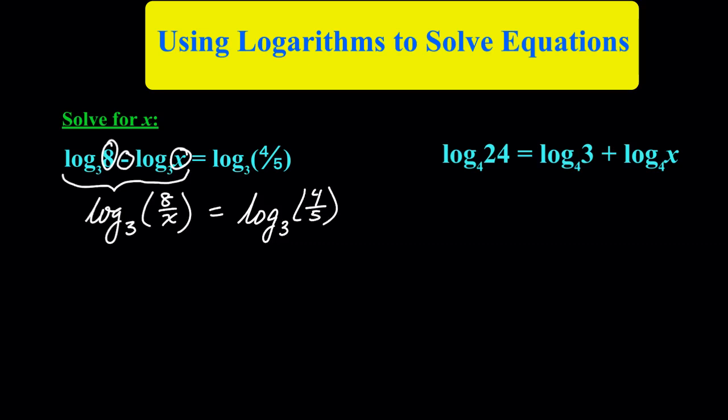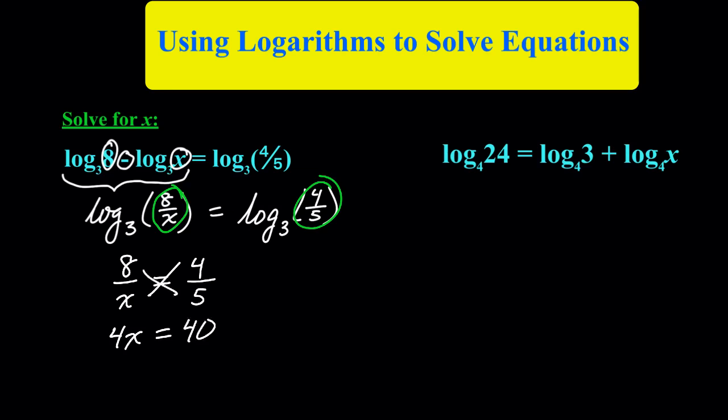Now, one of the things to recognize here is that you have log base 3 on the left side of your equation and log base 3 on the right side of the equation. So if you have log of something equals log of something, what does that tell us about these two somethings? Well, it tells us those two somethings have to be equal to each other. All right, so that means we have 8 over x is equal to 4 over 5, which is a proportion. So we're going to solve this by cross multiplying, giving you 4x is equal to 40, or in other words, x is equal to 10.